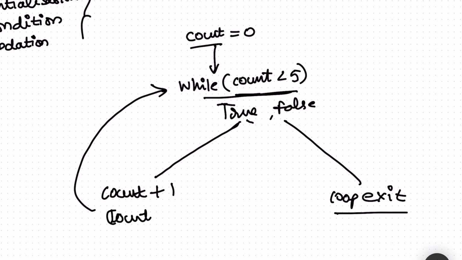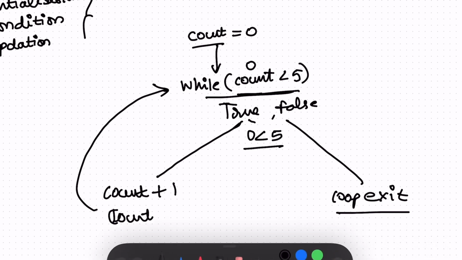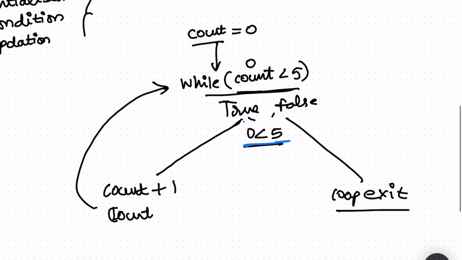So let us take initially 0. So 0 is less than 5. It is true, right? So it will execute this true line. Then what is in true condition, what we have used is count plus 1. So count is initially 0 and count will become 0 plus 1. Count is equal to 1.